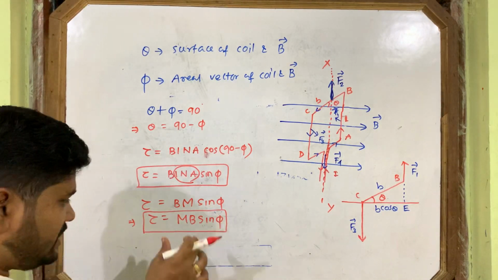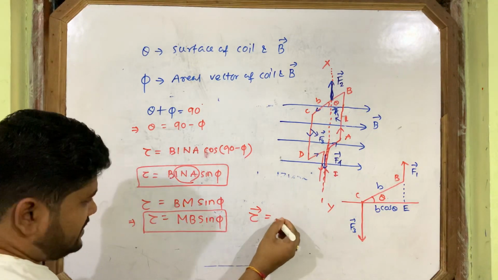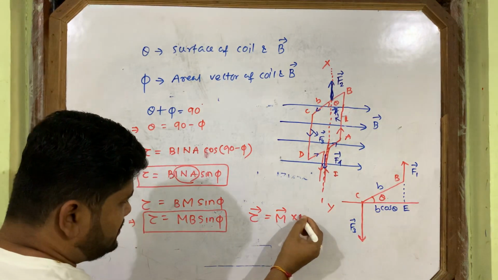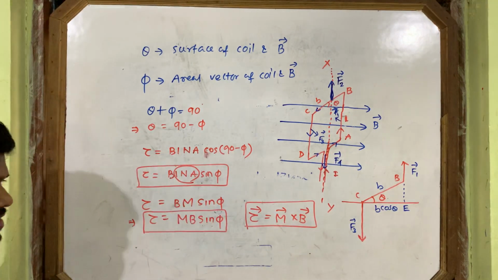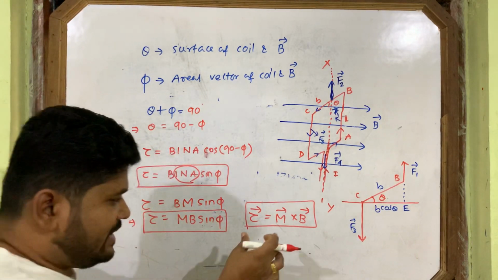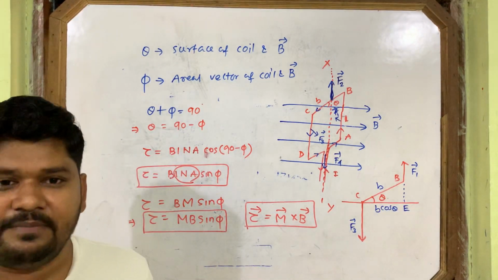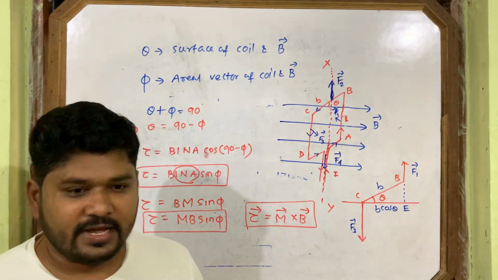Now we can write it in vector form. Tau vector is equal to M vector cross B vector. This is the torque on a current-carrying loop in vector form.